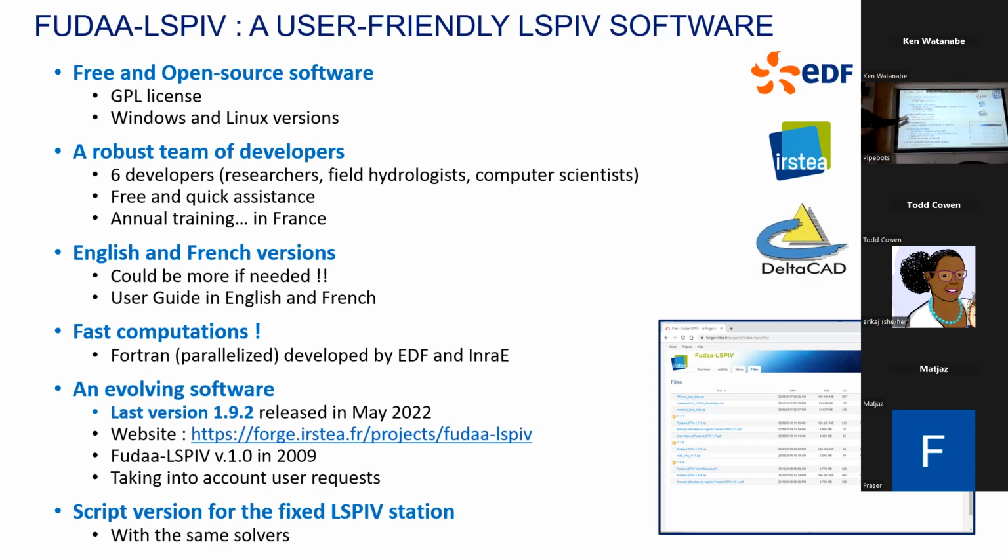The software is in French and English. If you want more languages, it's very easy to add because of the way it was written. It's really easy to add a new language, just tables. It's quite fast computation thanks to our computer scientists. And as I said, it's an evolving software. The last version was released in May this year, and you can see it's 1.9.2. We try to take into account the user requests. If you have some needs or something that you'd like us to try to do, let us know.